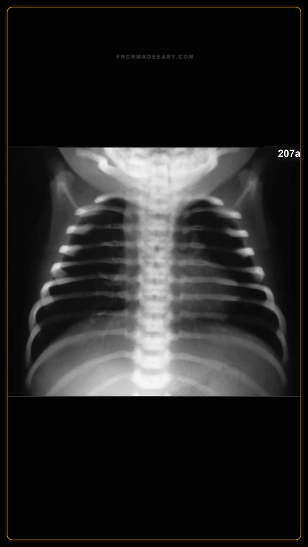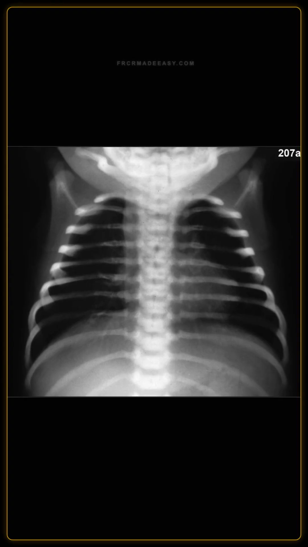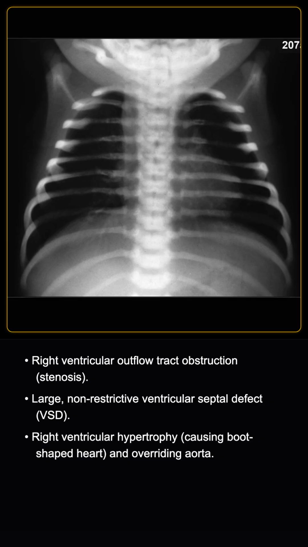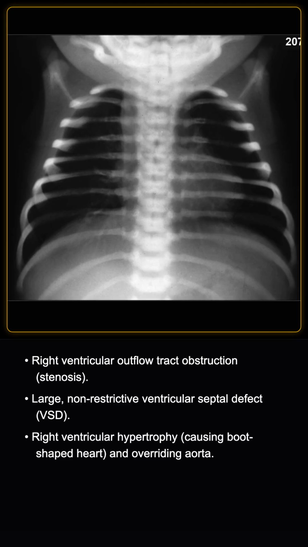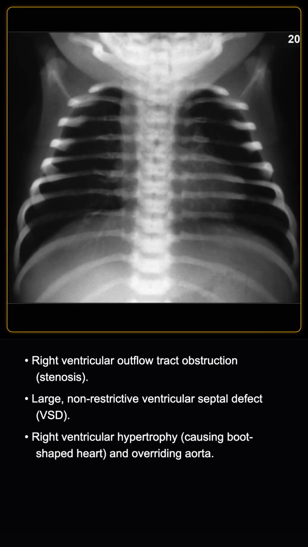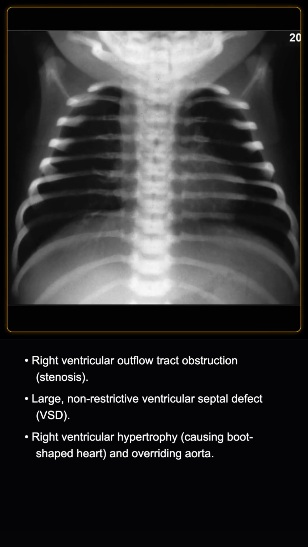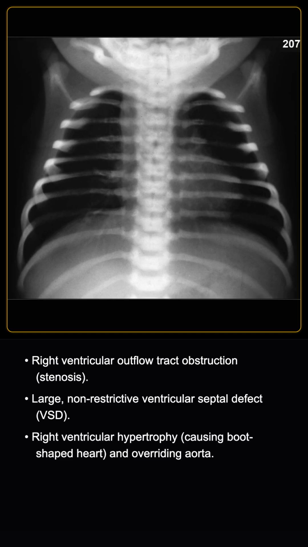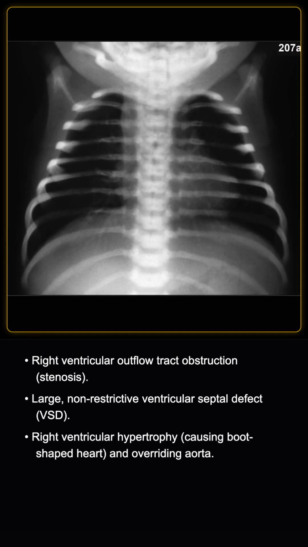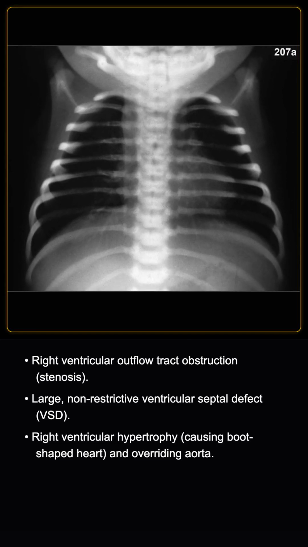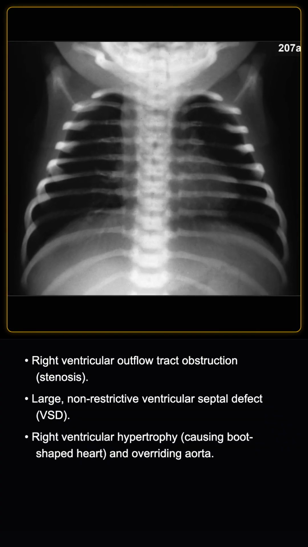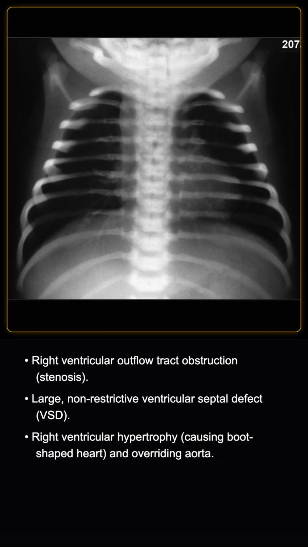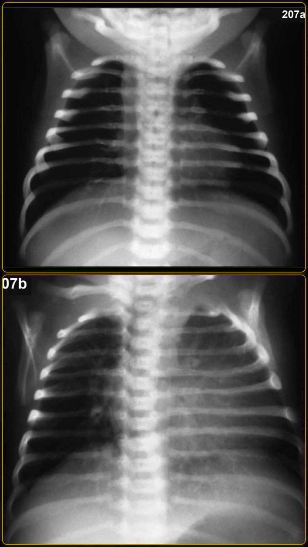What are the 4 classic anatomical components that define Tetralogy of Fallot? Well, Tetralogy of Fallot is characterized by 4 key features resulting from the anterior superior deviation of the infundibular septum. These include obstruction of the right ventricular outflow tract, which can be infundibular or valvular stenosis. Second, there is a large non-restrictive ventricular septal defect. Third, right ventricular hypertrophy develops, which gives us the boot-shaped heart on the radiograph. And finally, there is an overriding aorta.